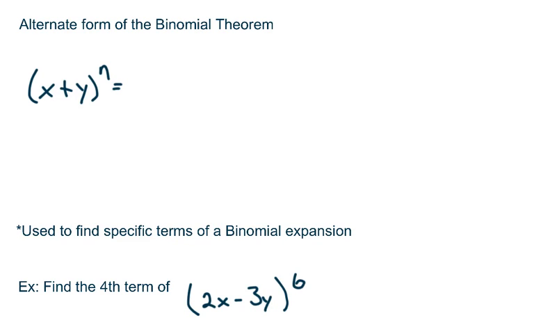There is an alternate form of the binomial theorem. It's going to be really useful when we have to find specific terms of a binomial expansion. And it involves sigma notation. We saw sigma notation in section 5 of chapter 12.